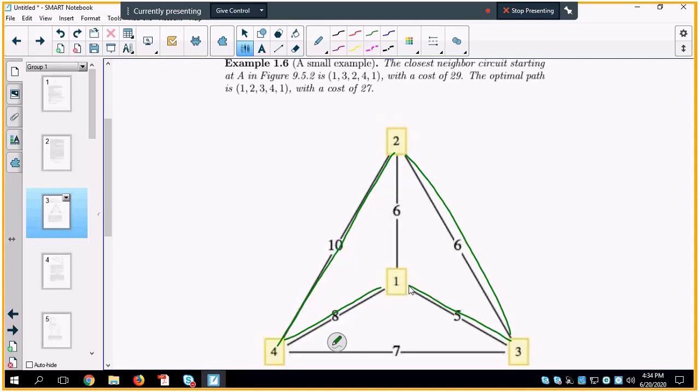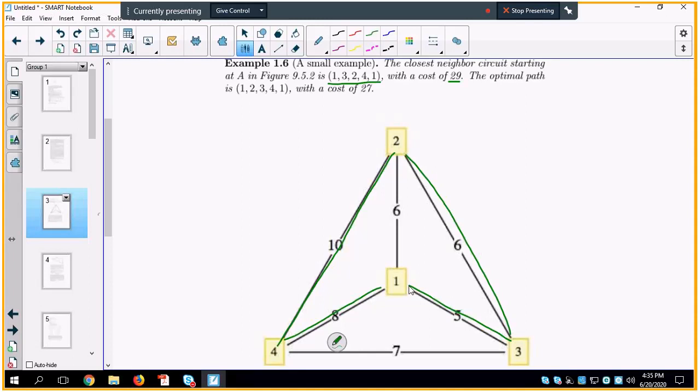So I needed to visit all of the vertices at least once. I needed to end up back at 1. So if I started at 1 and used the closest neighbor algorithm, the cost would be 5 plus 6, 11, plus 10, 22, plus 8 is 29. So following this path that we did, 1, 3, 2, 4, 1, the cost is 29.